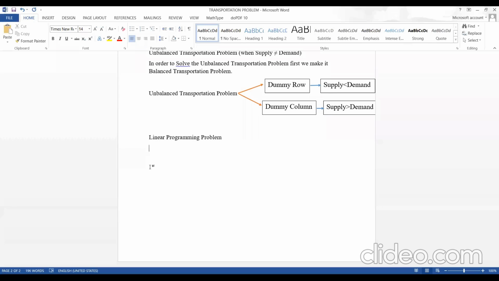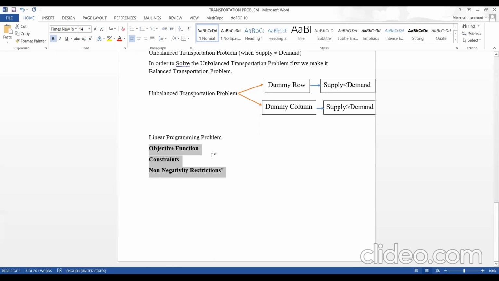So in the linear programming problem, the first part is some objective function, and then there should be some constraints, and then the third part is the non-negativity restrictions. So these are the three parts that will be included in a linear programming problem.